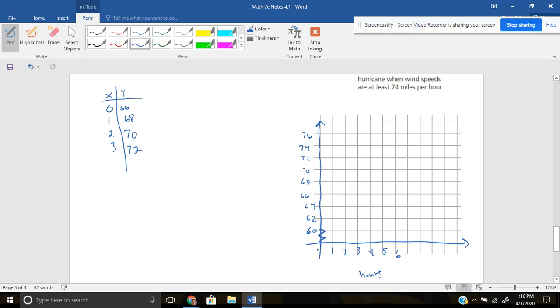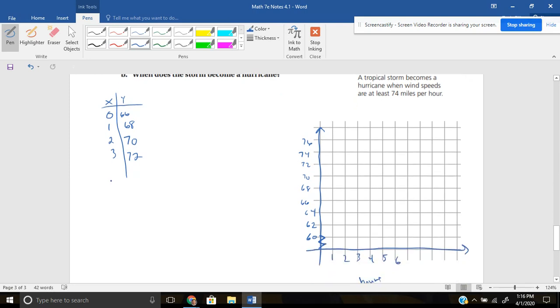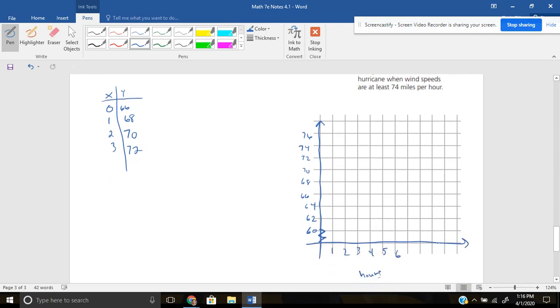And then I'm going to graph my points, 0, 66. So in 0 hours, it's 66, and I'm talking about miles per hour here. I can label that: wind speeds in miles per hour. And then my next point after 1 hour, it's 68.